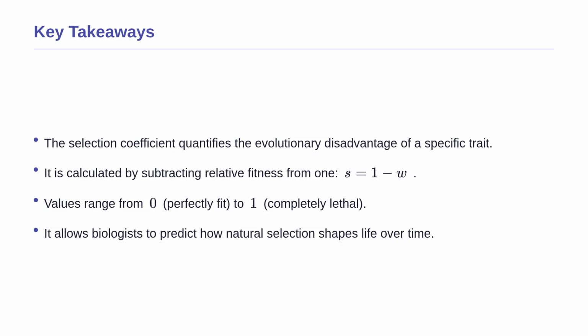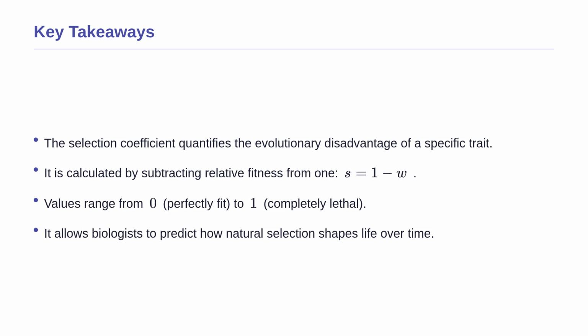To wrap up our lecture, let us review the most important ideas we have covered today. First, the selection coefficient is a vital mathematical metric that quantifies the evolutionary disadvantage of a specific trait. Second, we calculate it by measuring the gap between the most fit individuals and the less fit individuals using the simple formula S equals 1 minus W.